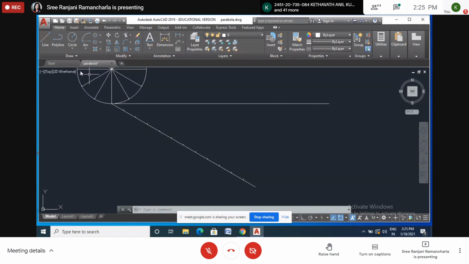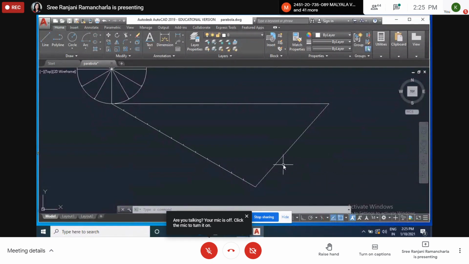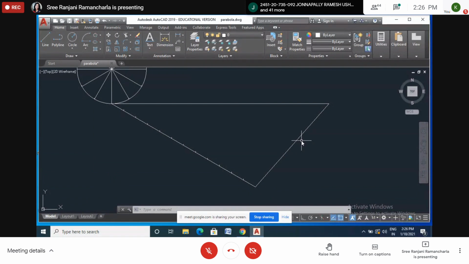Now draw, joining end points. Draw a line joining two end points like this. Now draw a line parallel to this line. Draw a line passing through these points and it should be parallel to this line. So here I'll draw the parallel lines.